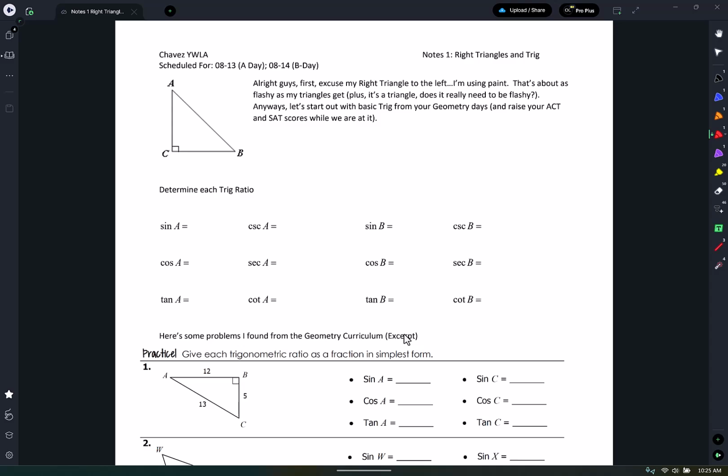Oh, what'd you make it? Hashtag what? Calculator for Christmas. I like that.